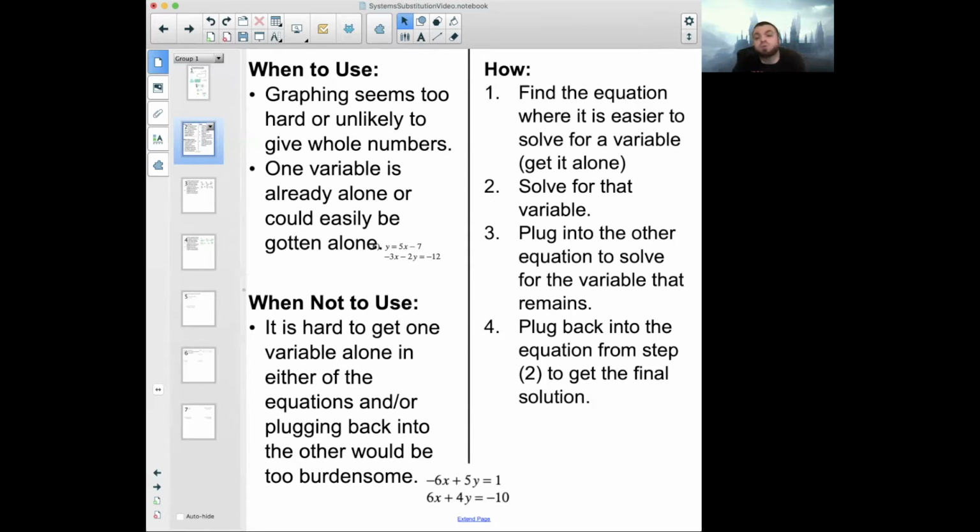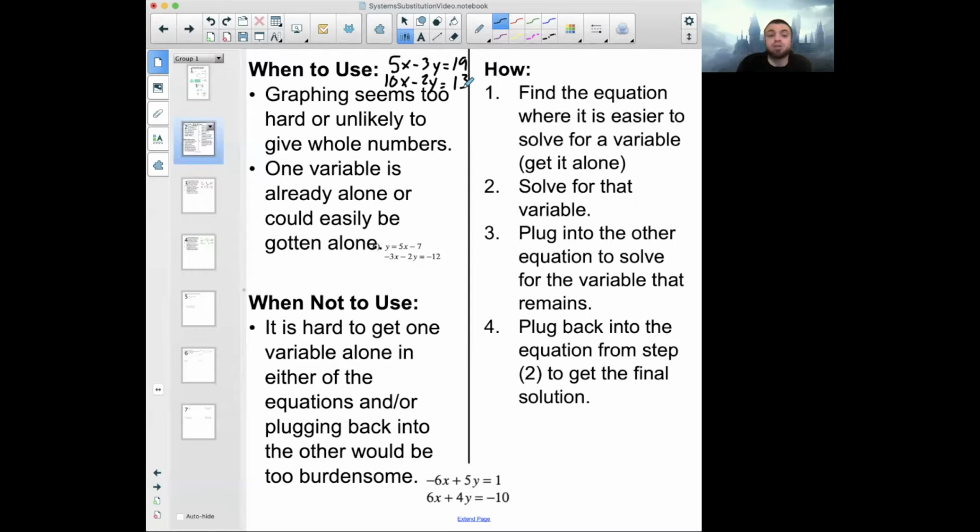So, okay, when would you use substitution? You use substitution when either graphing seems too hard or it's likely to not be giving you whole numbers. You can see an example here. Another example would be, imagine, 5x minus 3y equals 19. And then you have 10x minus 2y equals 13.